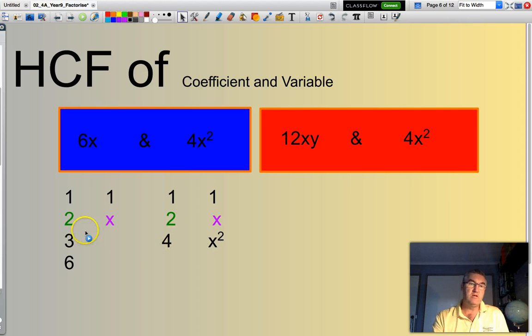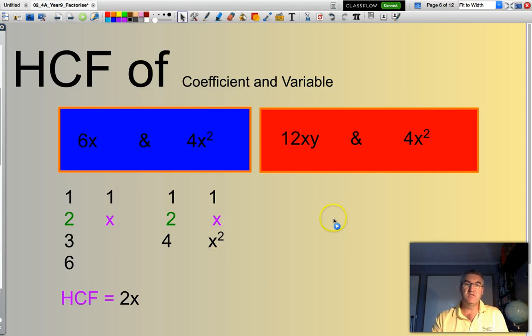Now, the highest common factor for the numbers here is a 2. Now let's look at the x's, the variable, I should say. So I've got the x here, so the factors of x are 1 and x. Factors of the x squared will be 1, x, and x squared. So again, my x's are also the highest common factor of the variables. So I can say my highest common factor will be 2x.